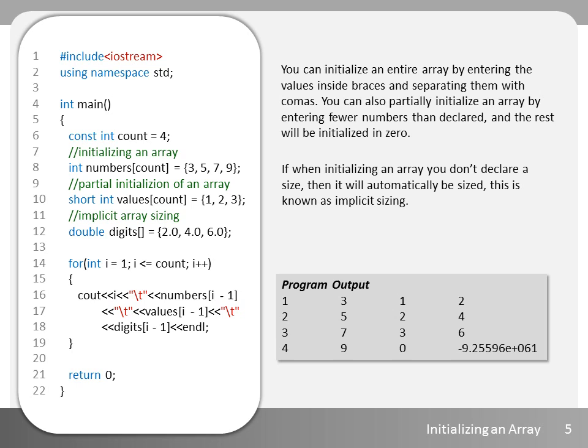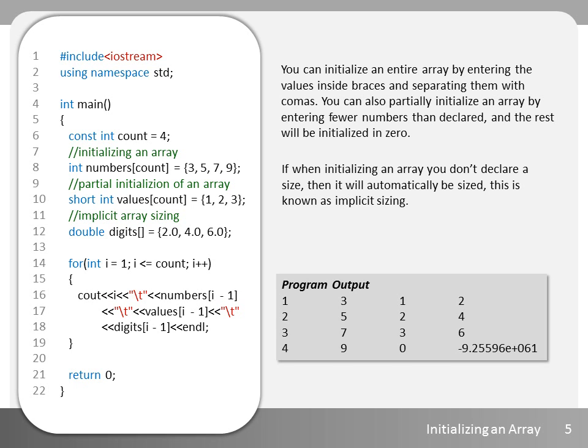For this for loop, I started the count at 1, and it's set to stop when it reaches count, which is 4, and it increments by 1 each loop. The following cout statement prints i, and then there is a tab, then the first element of the array numbers is printed by subtracting 1 from the subscript since the first element is in subscript 0, not 1.